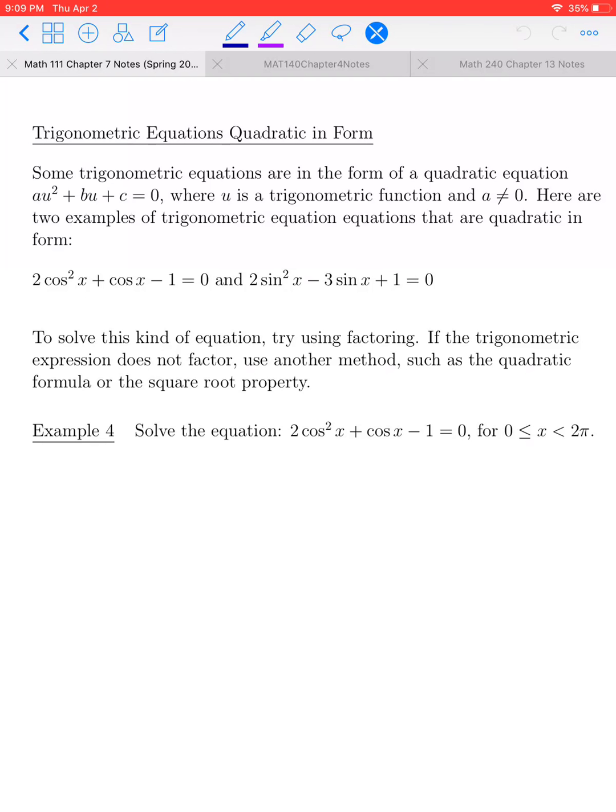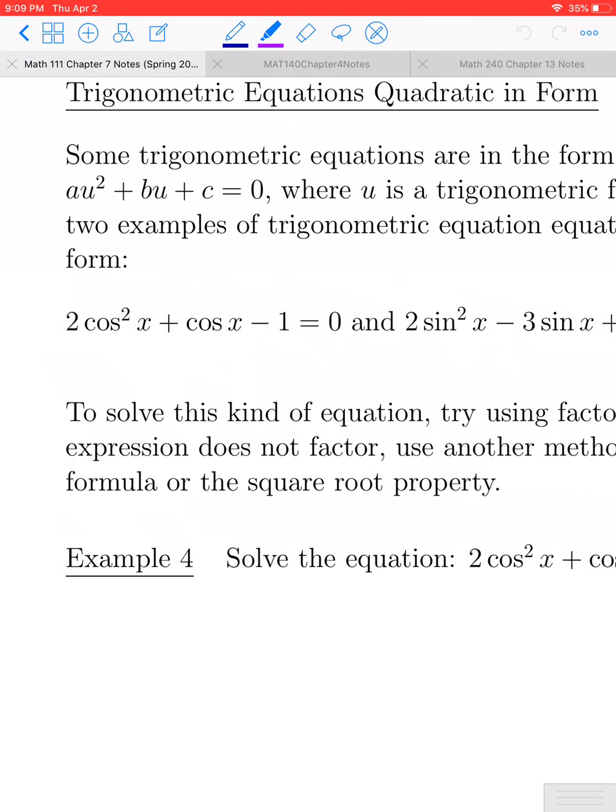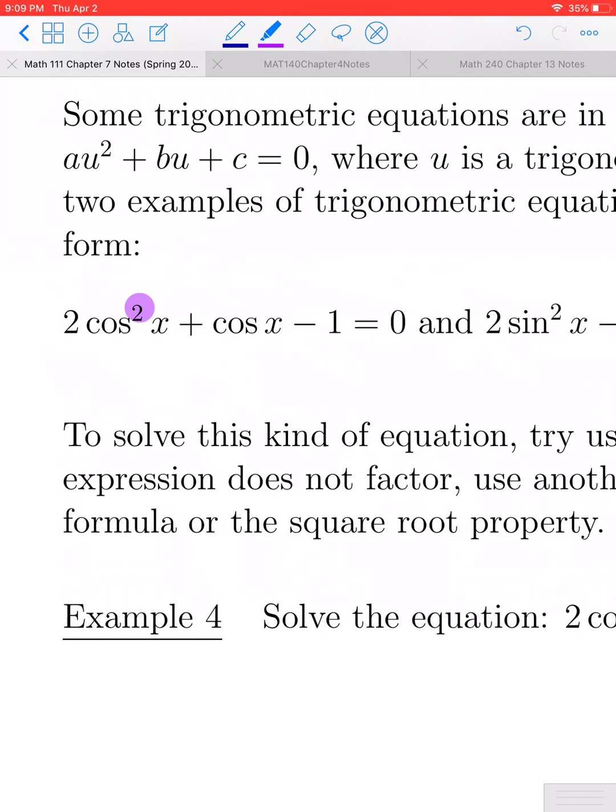For example, what you're looking for in this setup is where you have one particular trig function, and in one instance it is being raised to the first power, and in another instance it is being raised to the second power, like what we see here.